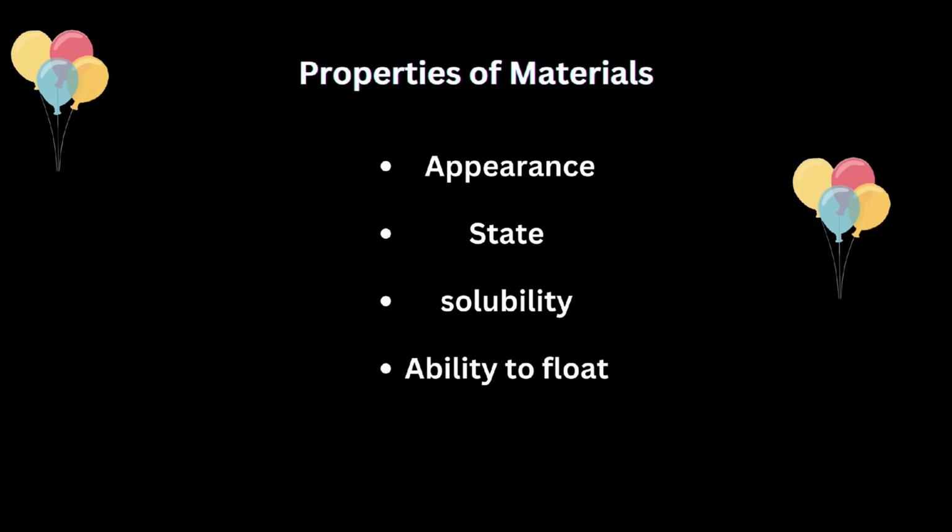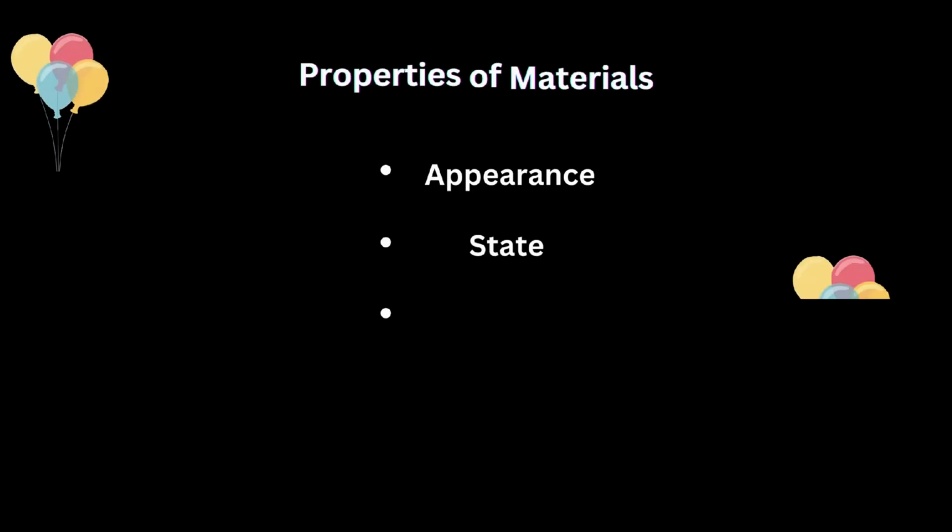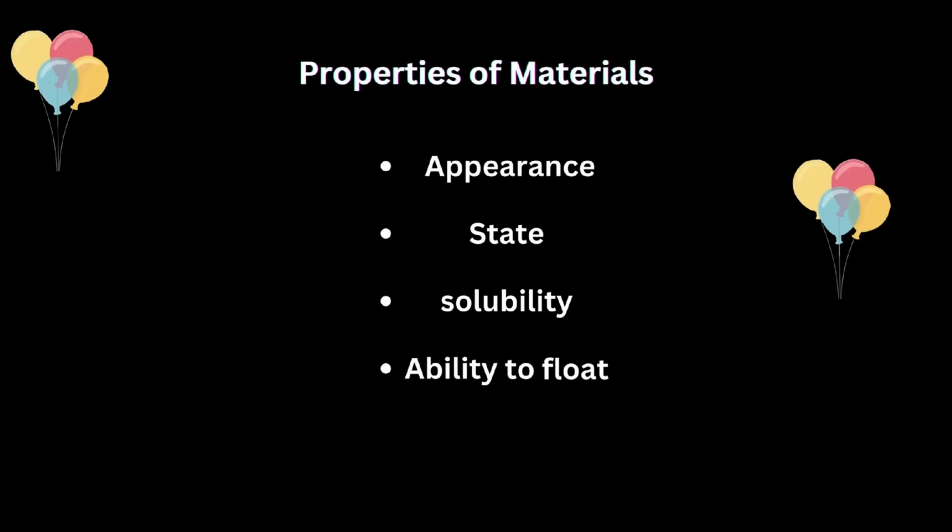In order to make objects for a specific need, we need to understand the properties of materials like appearance, state, solubility, ability to float, and a few more which are included in the video. Those are transparency, magnetic properties, conduction of heat, and electricity.